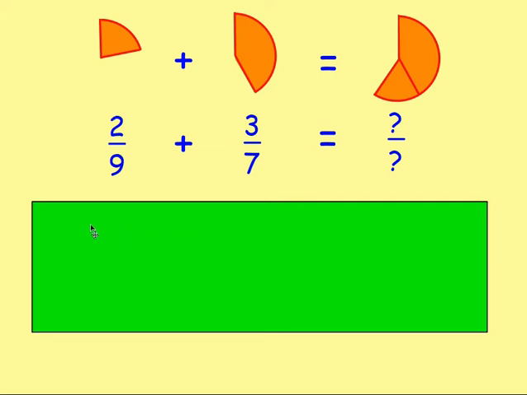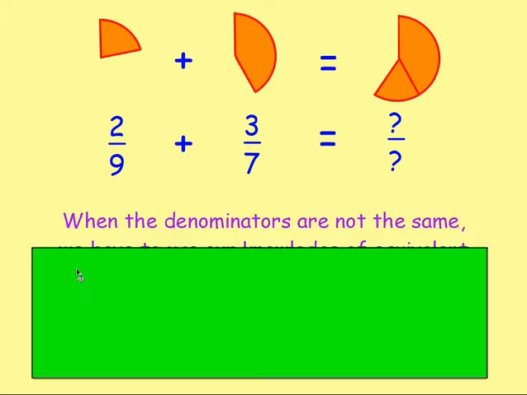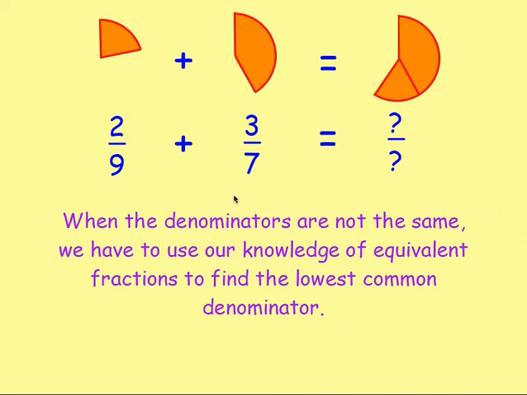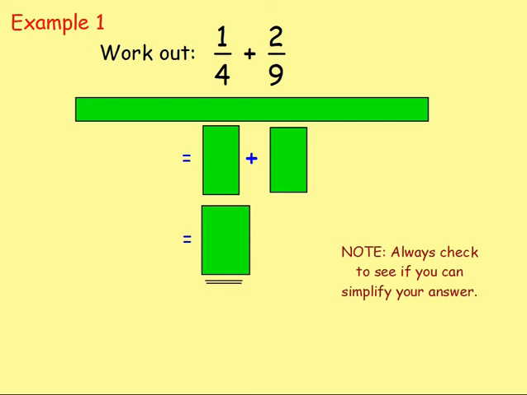The reason is because the denominator is not the same. So when the denominators are not the same, it's more difficult to add them. You can't just say, oh, I've got this many quarters because I'm adding quarters to quarters, or fifths to fifths. This time, because you're adding 7ths to 9ths, it's more confusing. What you need to do is use your knowledge of equivalent fractions to first of all find what is known as the lowest common denominator. So let's work through a few examples finding the lowest common denominator.